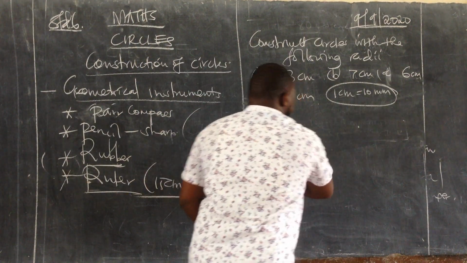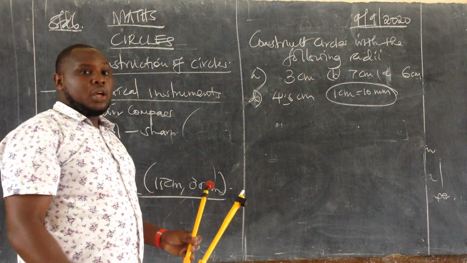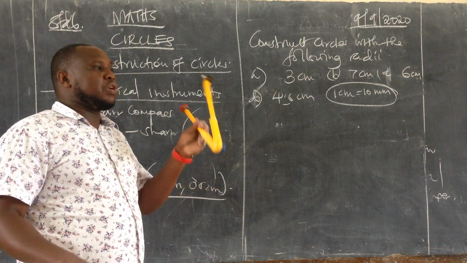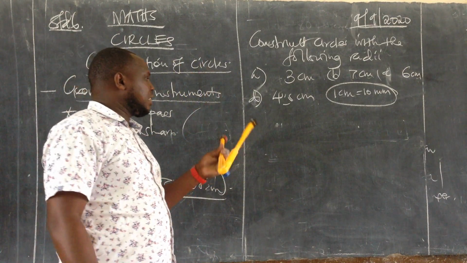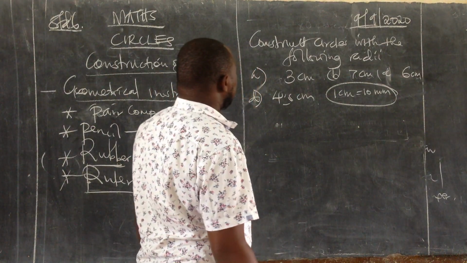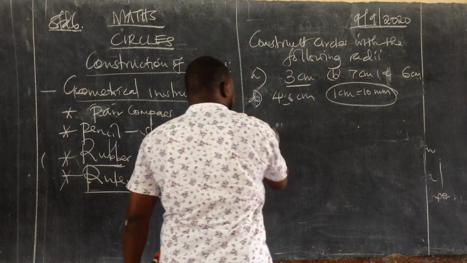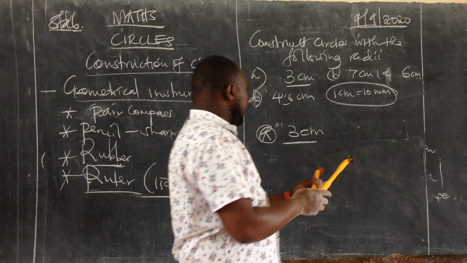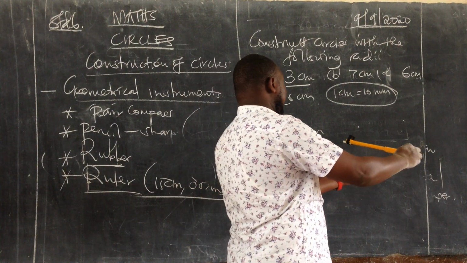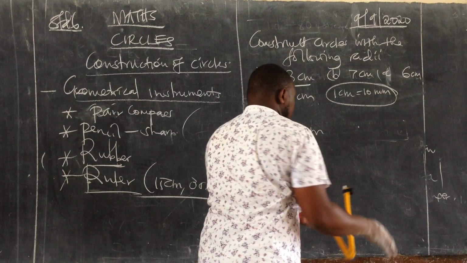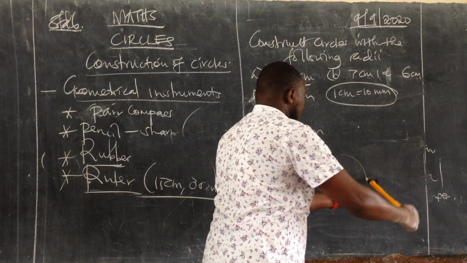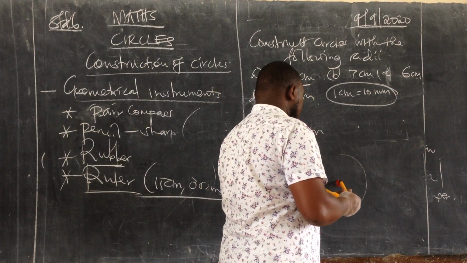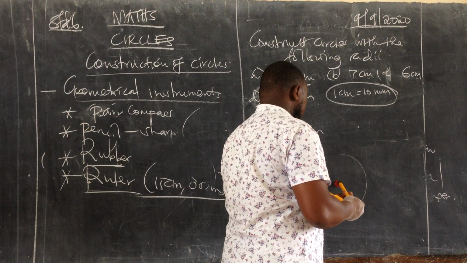And you must remember that constructing is not drawing. Drawing, you use arms and the rulers. Construction means that you are going to use a pair of compasses. It's a must that you use a pair of compasses. So I'm going to construct my circle number one, which is A, 3 centimeters. I'm going to place my compass there, and with my 3 centimeters, I'm going to bring it there. Ensure that it rotates freely, like that. We also have what we call center O.